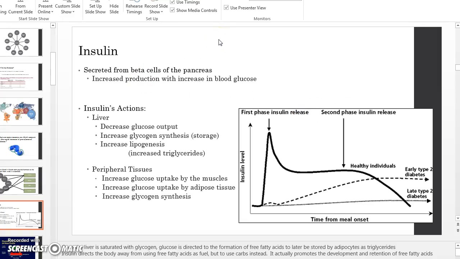Insulin. Insulin is a hormone that's secreted from the beta cells of the pancreas. It is stimulated to be released with an increased production in blood glucose, which is most often just from us consuming food.